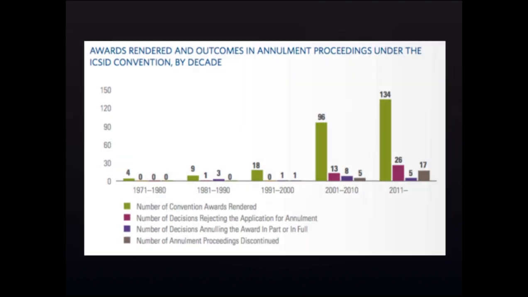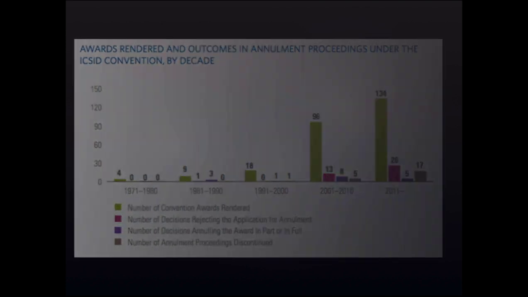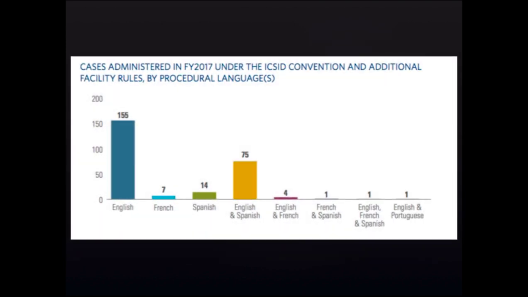The awards rendered and the outcomes in annulment proceedings also have switched across the decades. From 2011 to now, there has been 134 awards rendered, and again, only 17 have been annulled. The cases administered regarding the languages, this varies. The parties can decide the type of language that is going to be used during the arbitration. As you can see, most of those have been done in English, but also Spanish has been growing, and both in the dual language Spanish and English has also been growing.